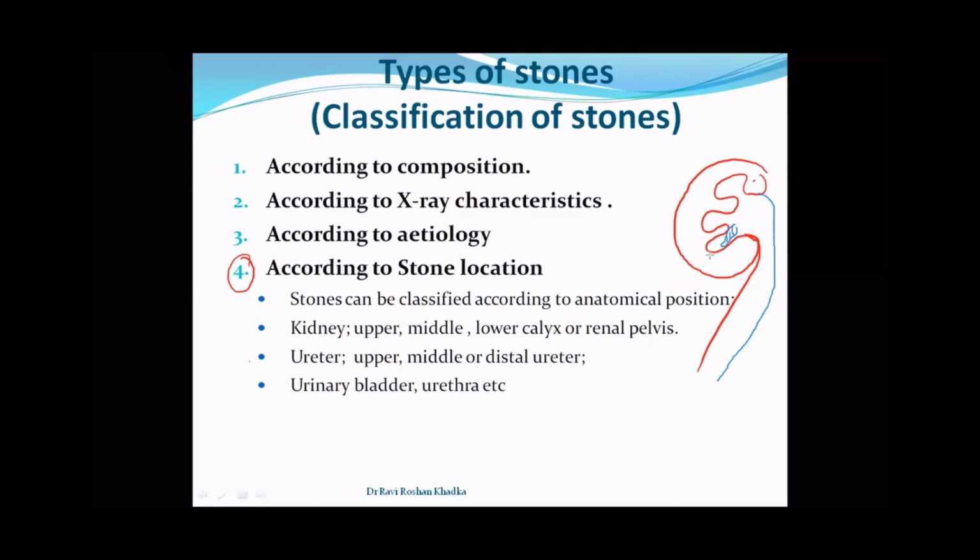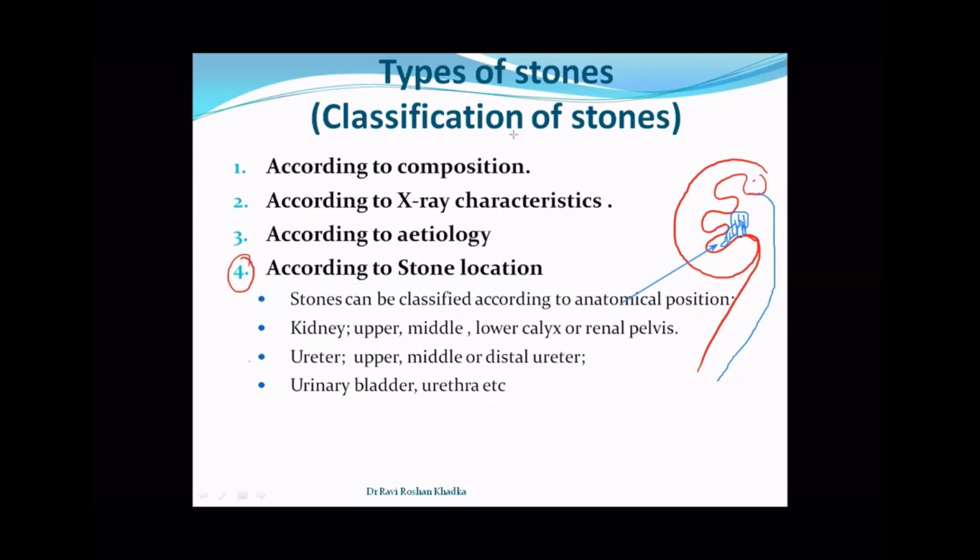If you know the exact site of the stone, suppose the stone size is around 2.5 or 3 centimeter, a large stone. In that scenario, for a stone of more than 2 centimeter occupying the lower calyx, our approach for this patient would be PCNL, that is puncturing the lower calyx, going inside, breaking the stone, and bringing it out. I'll discuss PCNL later on in detail.